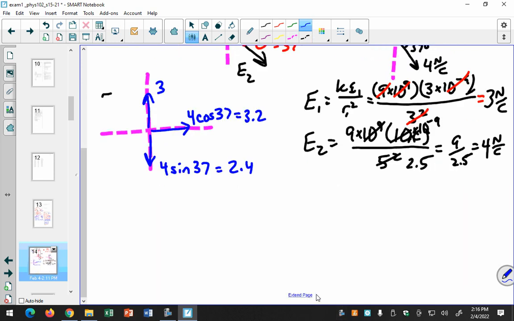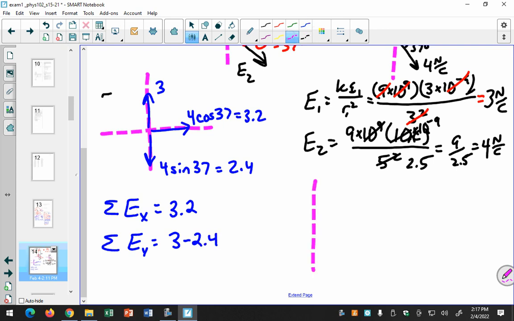And then the next step would be to find the sum of those x and y components. So I would add up the electric field in the x direction and add up the electric field in the y direction. This is just going to be 3.2. This will be 3 minus 2.4. And so I get 3.2 in this direction and 0.6 in this direction.